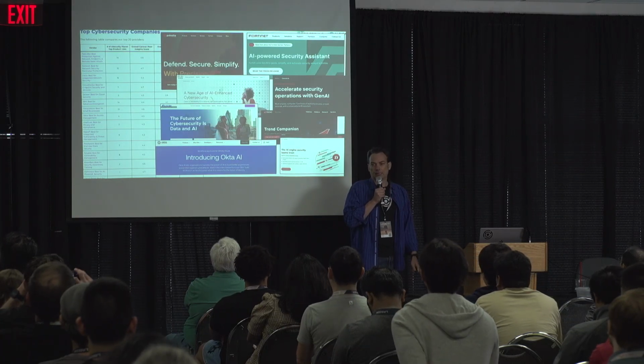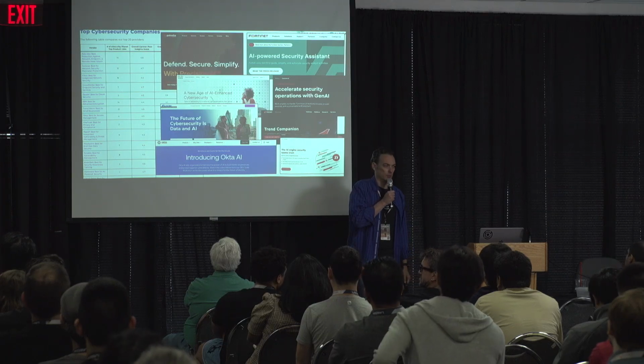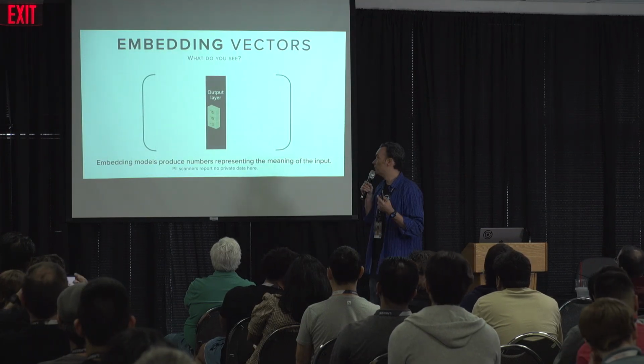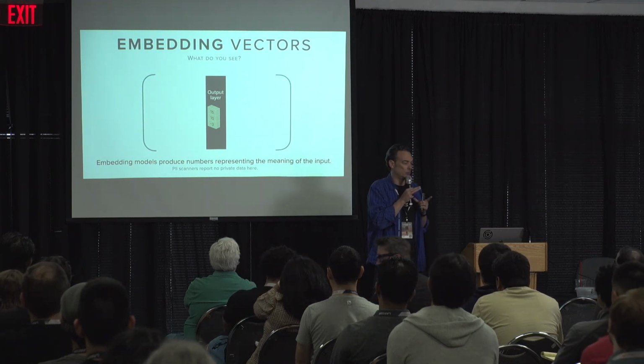By the way, I talked about the top SaaS companies. All of the top cybersecurity companies have also added AI to their software. So let's look at this thing. An embedding vector, much like a model, if you look at it, is a lot of numbers. PII scanners don't see private data in it.